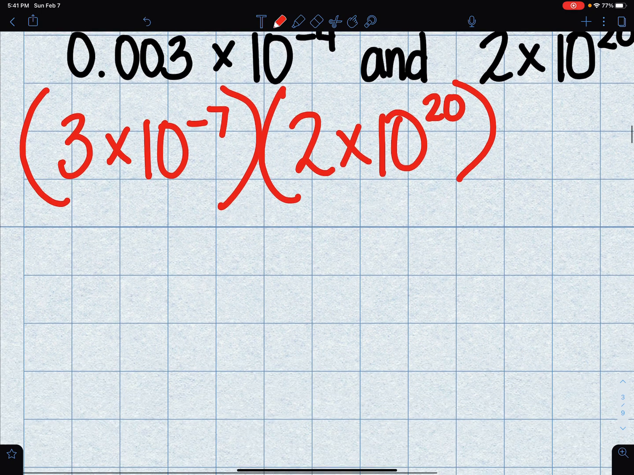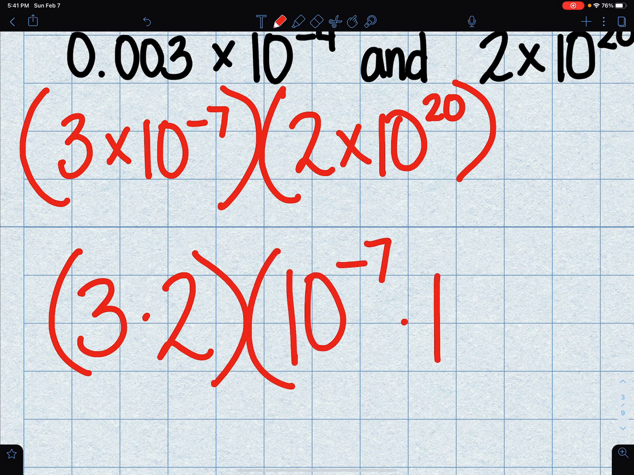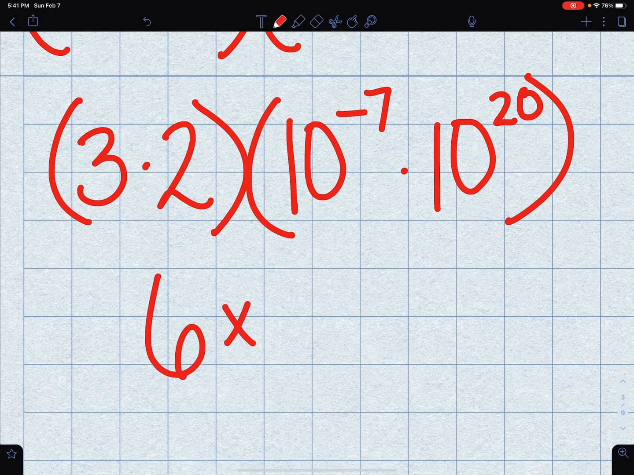Now we multiply. So we're going to pull out the 2 and pull out the 3. We're going to have 3 times 2 in one parentheses, and in the next one we have 10 to the minus 7 times 10 to the 20th. 3 times 2 is going to be easy peasy because that's 6. And then we have times 10 to the what?